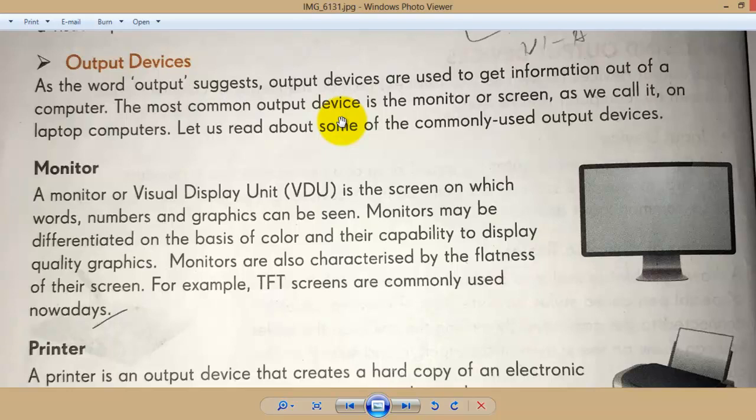Monitors are also characterized by the flatness of their screen, like TFT screens, which are commonly used nowadays. But some years back, you must have heard, in the smaller classes also we learned about CRT monitors. Nowadays we don't use CRT monitors, as they consume a lot of electricity. So nowadays we commonly use TFT and LCD type monitors.